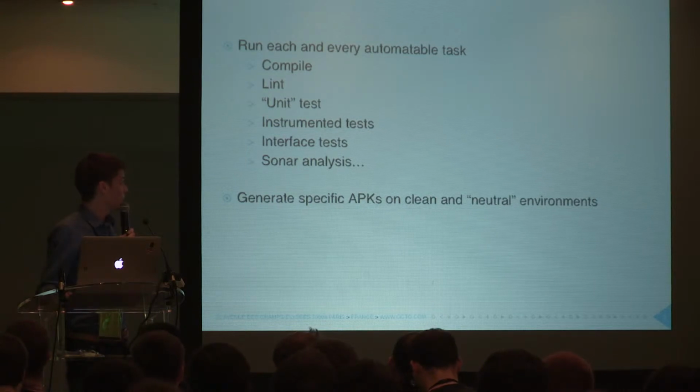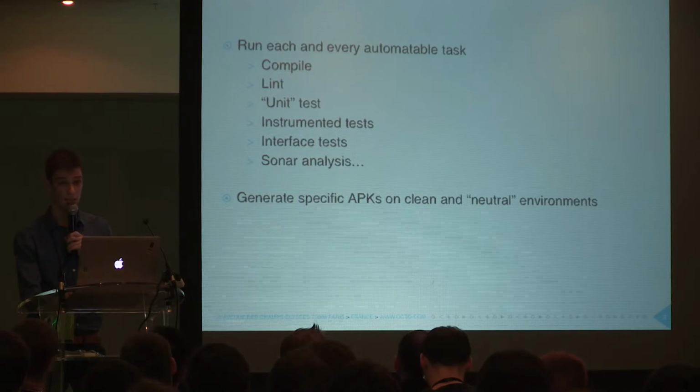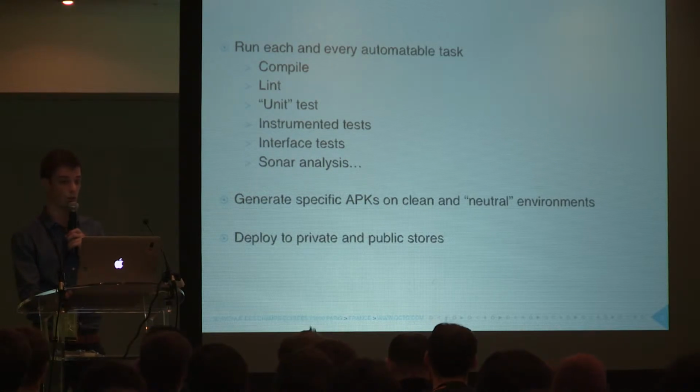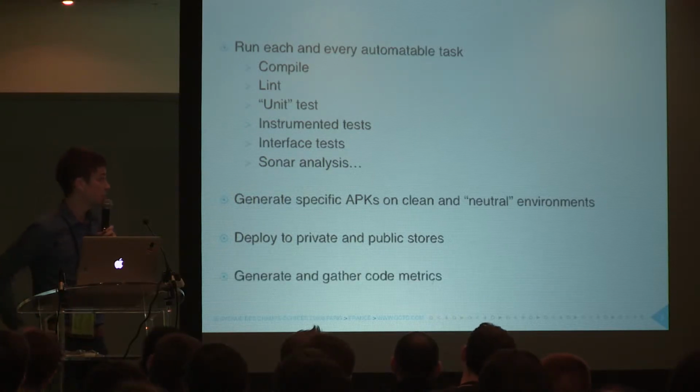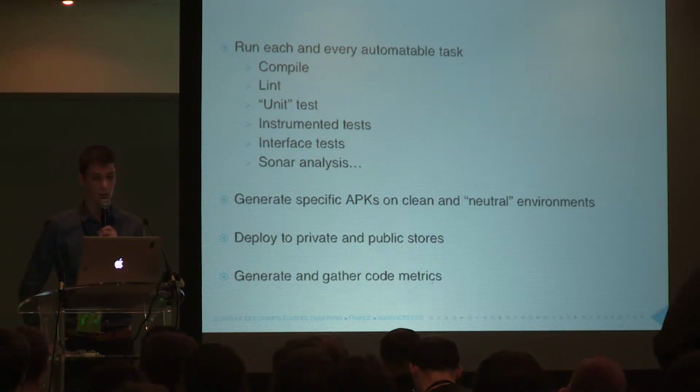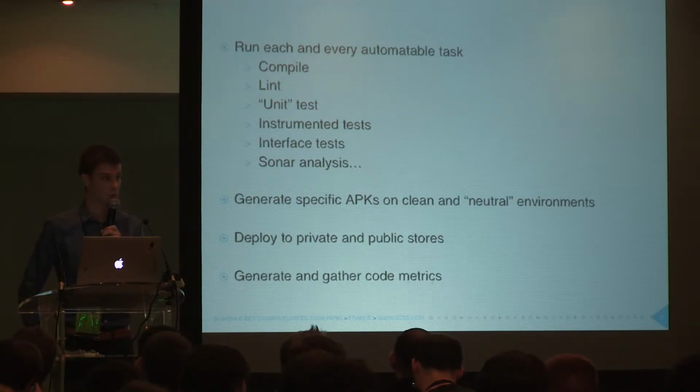What our CI should be able to do too is to generate some APKs, and since it should generate APKs, it should also be able to deploy them on private clouds, on private stores, and even on the Play Store. And this CI server is also a great place to generate a lot of data with all the static analysis tools we have to watch and monitor our project.